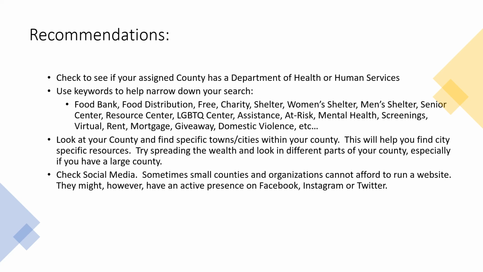And then also check social media. Sometimes small counties and organizations cannot afford to run a website, so it's more cost effective for them to have a Facebook page and put updates through there, or Twitter or Instagram. See how active they are on those social media platforms, because then you know that they're current, active, and legitimate. If you go to one and there's no updates or no information about that place, it's probably not one that you want to share with our users on the Onward side. But if you see that they're very active, go ahead and put that down as a resource.